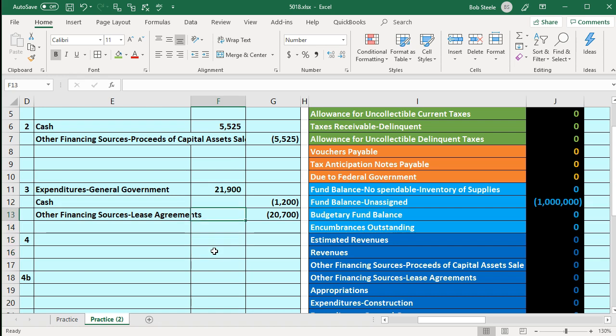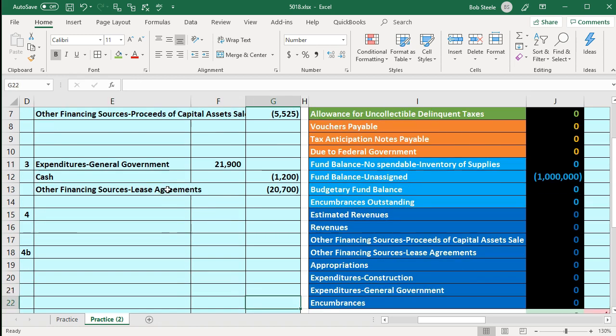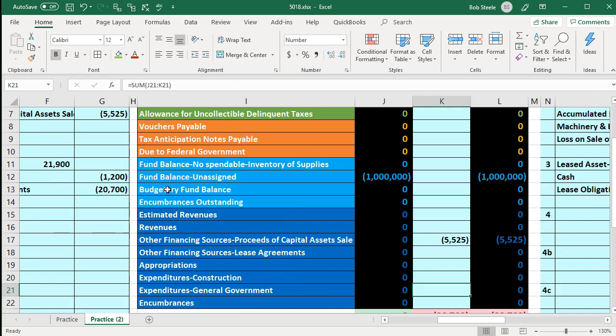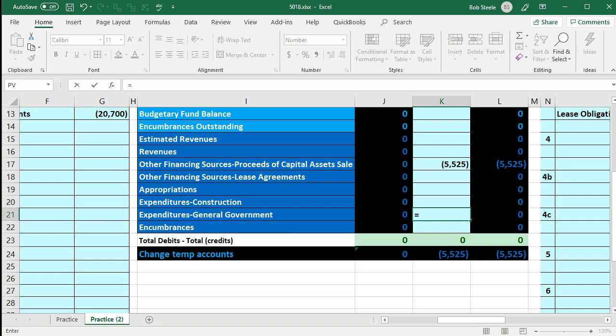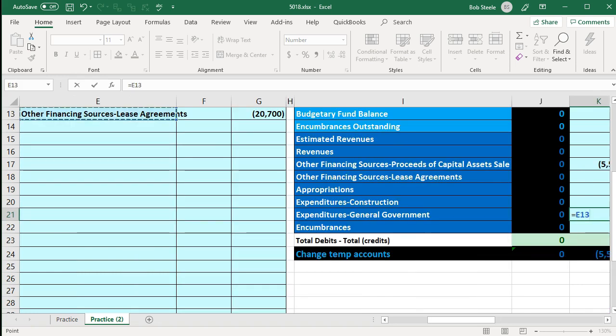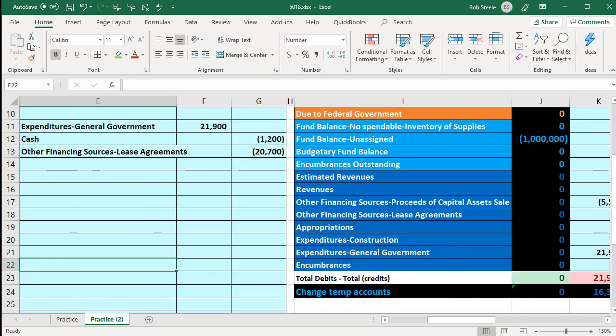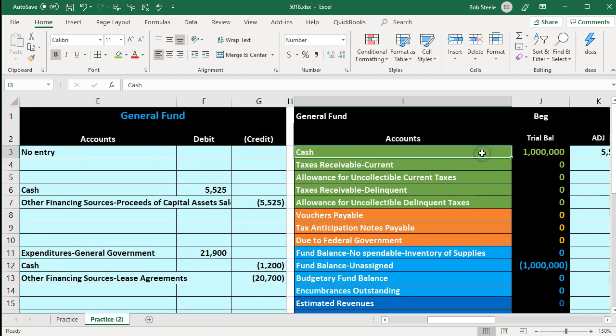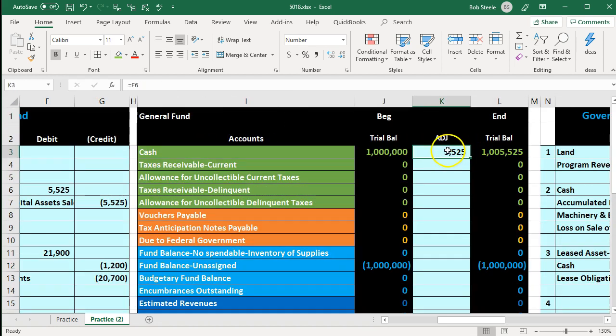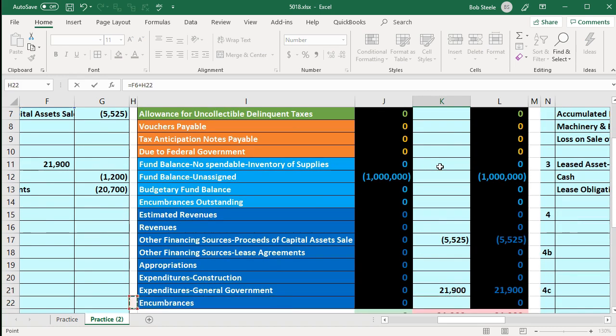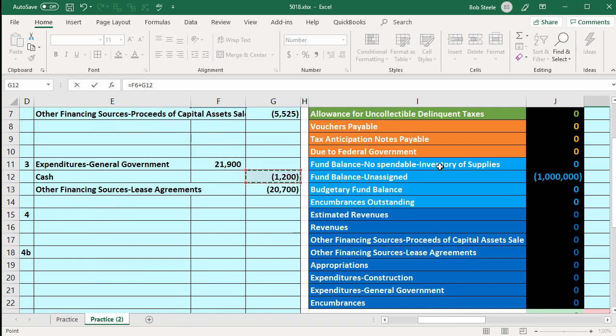Let's record this out. So we've got the expenditures here. Scrolling down for the expenditures for the general government, we are in cell K21, equals. And then we'll scroll over to the debit up top. So we've got the expenditure, and then we're going to record that cash next. So here is cash. That's going to be on the credit side. So we'll scroll back up top, and we're in the cash area in K3. Double click on that, go to the end of it, and plus, put the cursor back down. I'm going to scroll back down and pick up the 1,200.